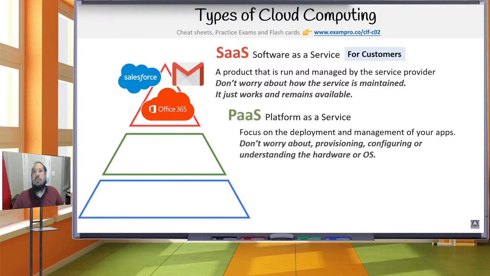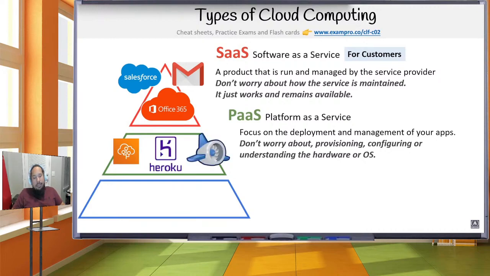And these focus on the deployment and management of your apps so you don't worry about provisioning, configuring, or understanding the hardware or operating system. And so here we'd have things like Elastic Beanstalk, Heroku, which is very popular among developers that just want to launch their code, or Google App Engine, and that is the old logo, but that's the logo I like to use because I think it looks cool. And so these are intended for developers. The idea is that you just deploy your code and the platform does the rest.